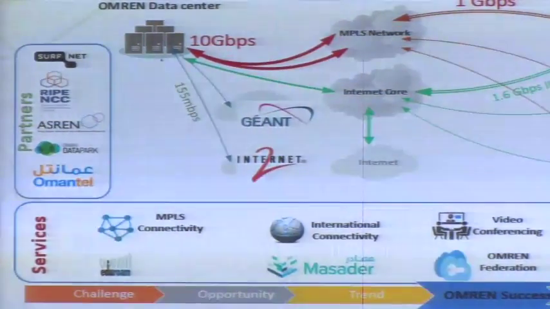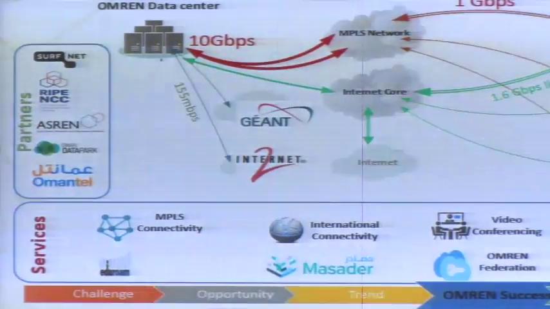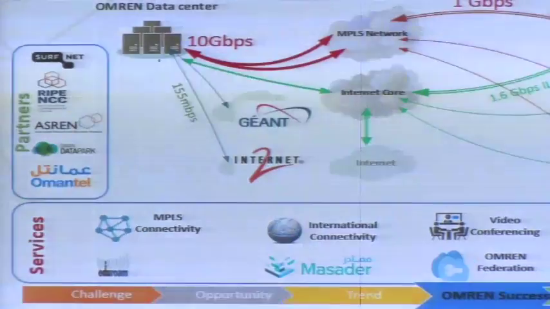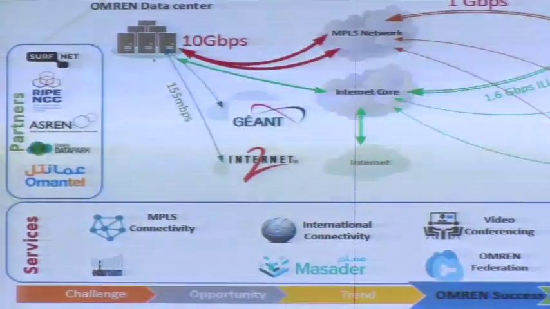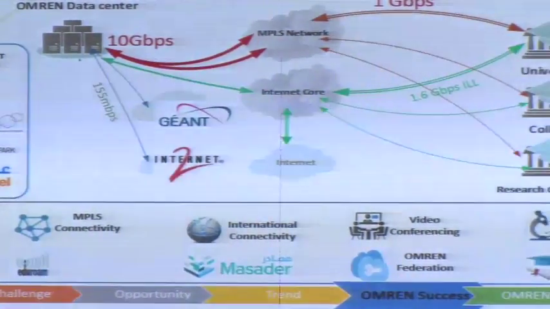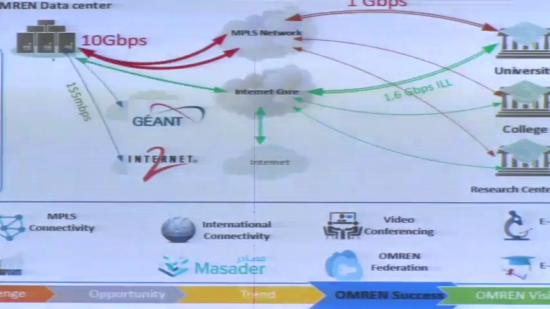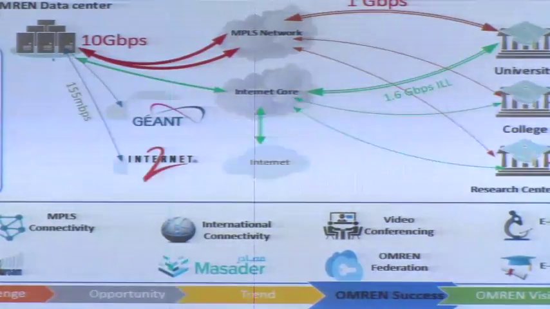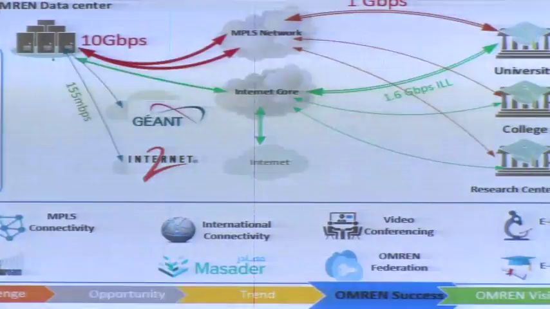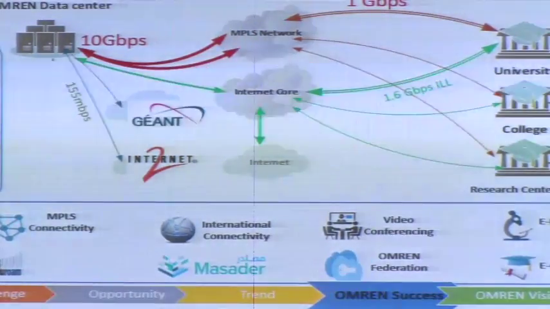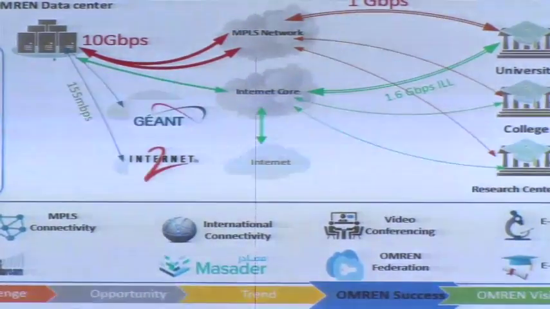We have partners who helped us in establishing this project, and we have great achievements that we are proud of. We have 24 total members today, including 8 universities out of 9. Almost 75% of the expected researchers in Oman are connected to OMREN. Sorry, regarding the total number of students, about 140K, with our 24 members we have 48% of them. But we have 75% of the researchers.